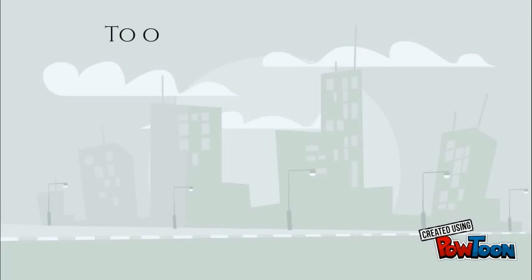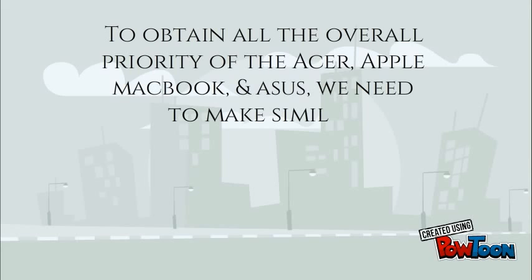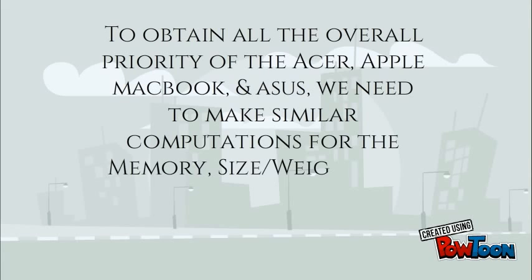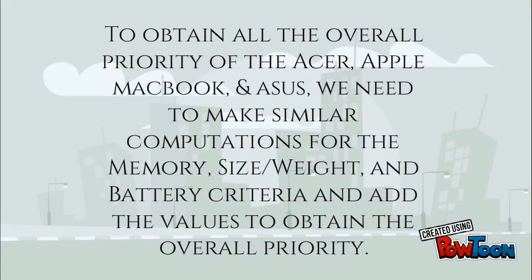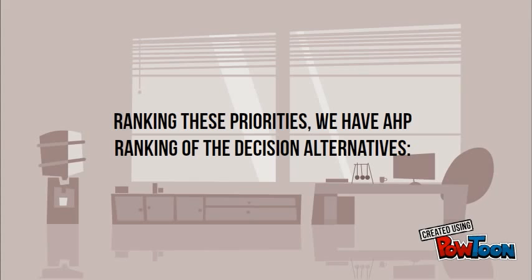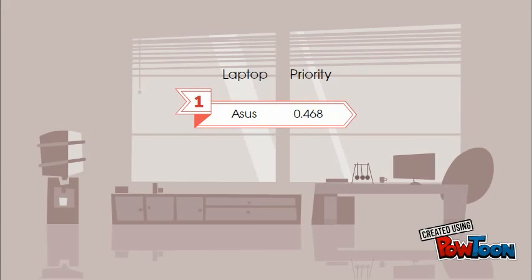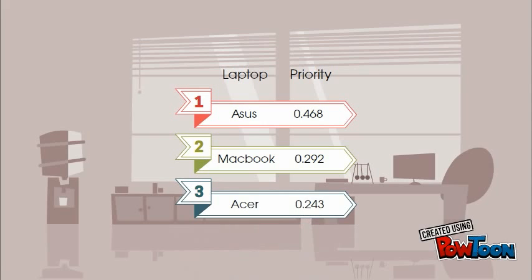To obtain the overall priority of the Acer, Apple MacBook, and the Asus, we need to make similar computations for the memory, size or weight, and battery criteria and add the values to obtain the overall priority. And this is shown here. Ranking these priorities, we have the AHP ranking of the decision alternatives. As rank 1, Asus having 0.468. The second is the Apple MacBook having 0.292. Thirdly, and lastly, the Acer having 0.243.